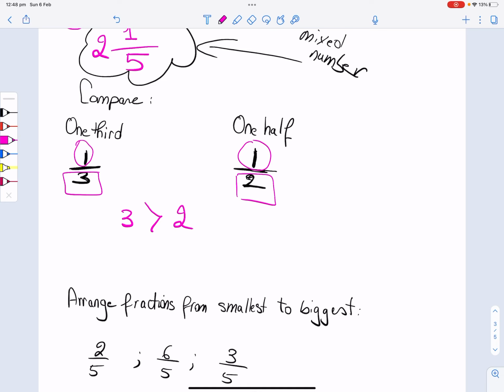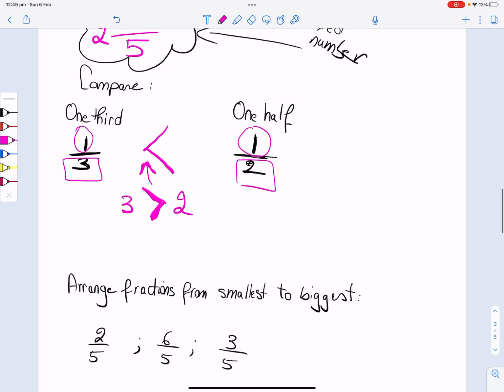We have 3 bigger than 2. That means if 3 is bigger than 2 and we have the same numerator, this fraction is lesser than this one, because the rule works the other way around. If the denominator is bigger, then the whole fraction should be smaller.